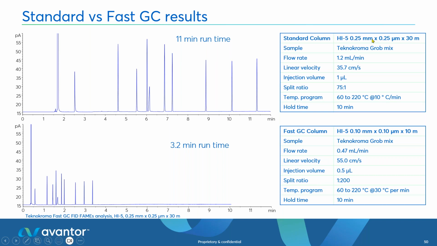So we've gone from a 0.25 mm ID, 0.25 micron film thickness and 30-meter length low polarity column. And we've gone all the way down to these smaller dimensions. And there's been some adjustments to the method to accommodate for this smaller column dimension.